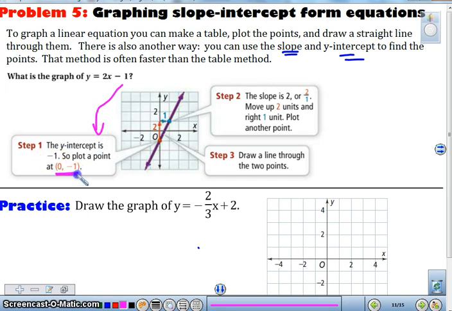Remember, it's an ordered pair. It is on the y-axis. It's at this point, 0, -1. So that's where you would start if you don't have anything on your graph paper. You put a big point at 0, -1.